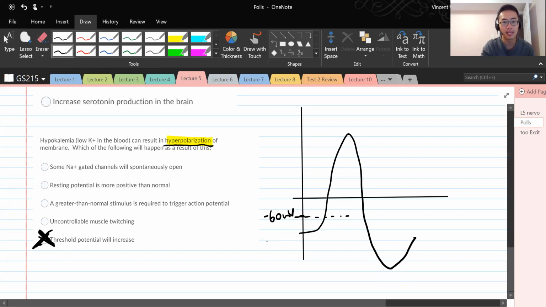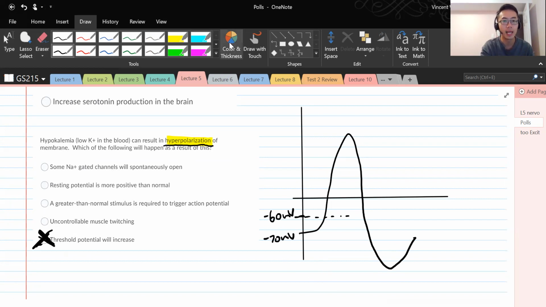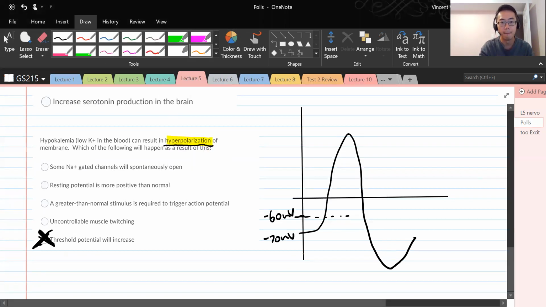So if normal is minus 70, if you have hypokalemia, you are going to be now sitting at more negative than negative 70, right? So you're going to be all the way down here. That's your new resting potential if you have hypokalemia, okay? So your resting potential will be more negative than normal, okay? And threshold potential will not change. Does that make sense so far?